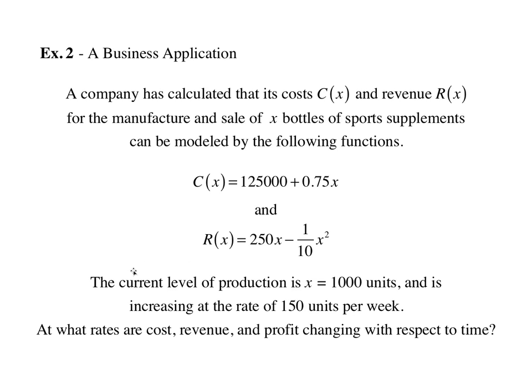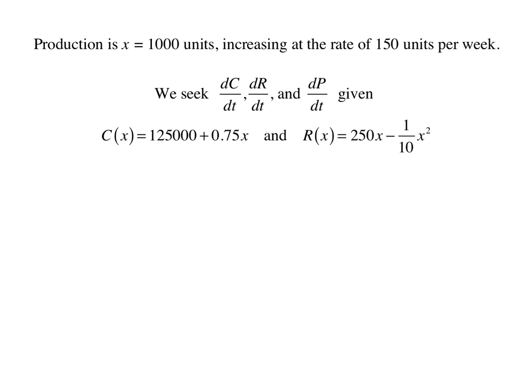Now we are given that the current level of production is 1,000 units, and it's increasing at the rate of 150 units per week. We're asked what rates cost, revenue, and profit are changing with respect to time. With respect to time means dt in the denominator. So we want the rate at which cost is changing with respect to time, and the rate at which revenue is changing with respect to time, and then we can use those two to calculate the rate at which profit is changing with respect to time.